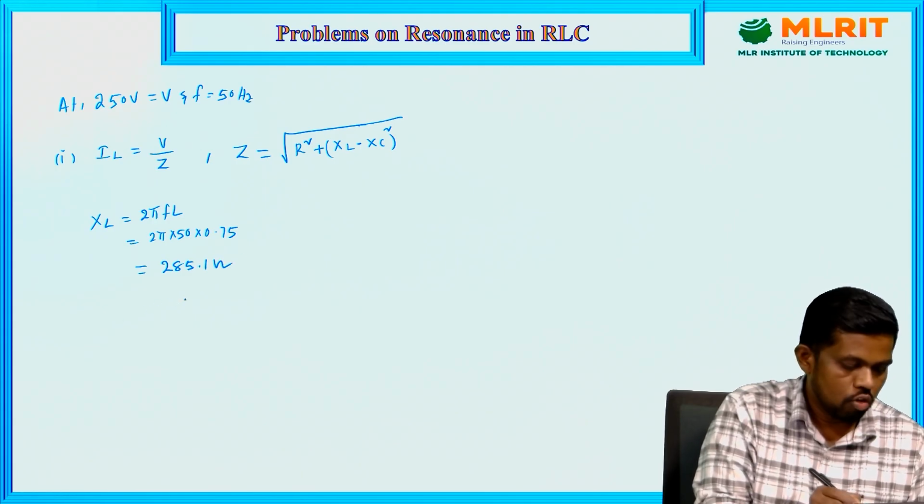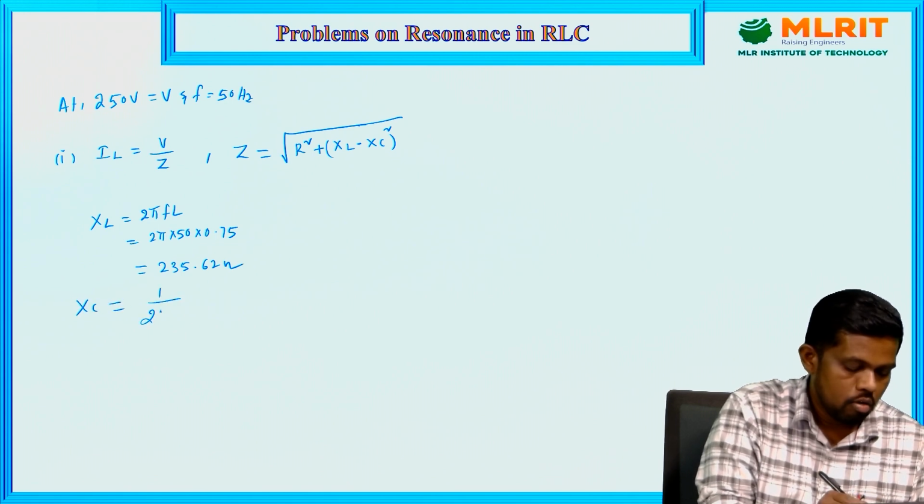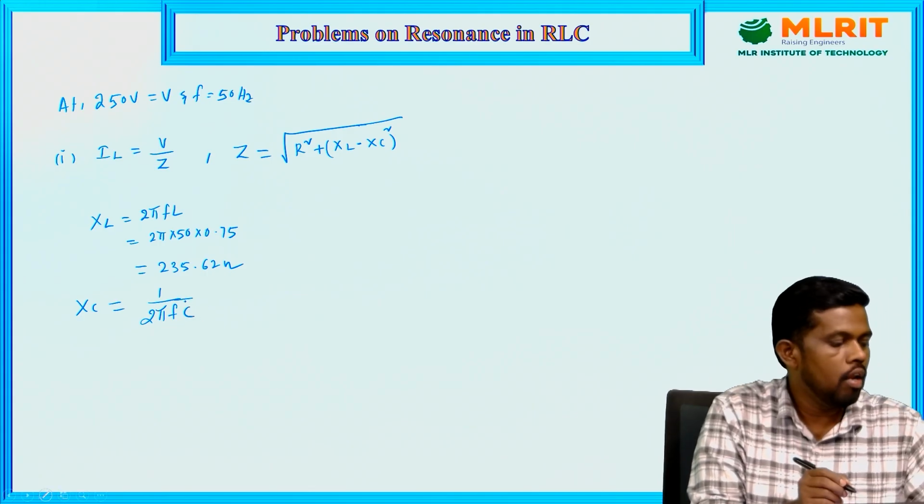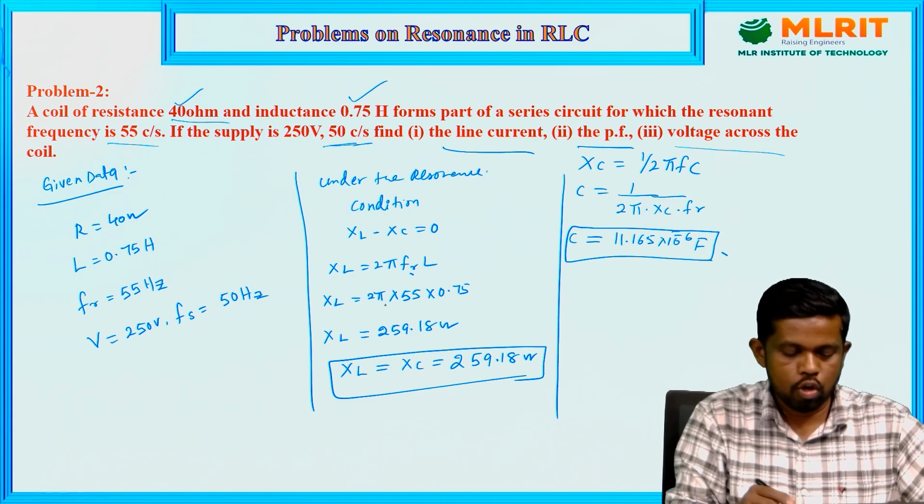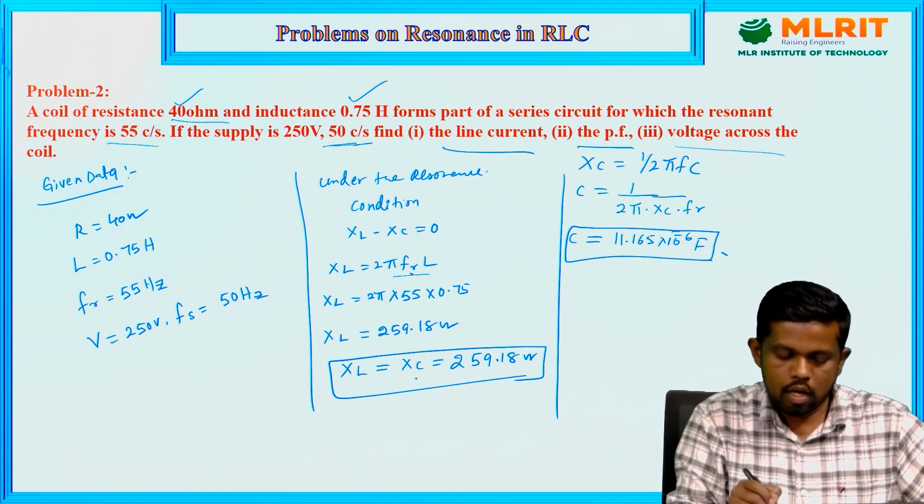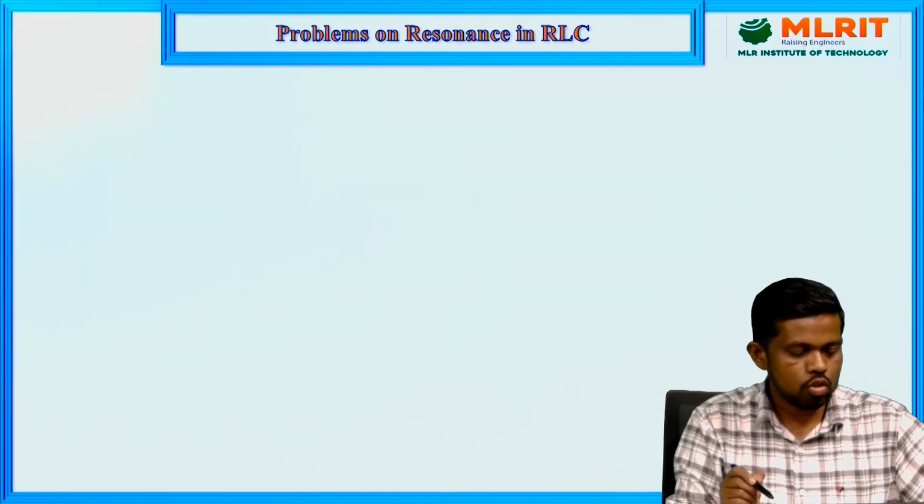285.1 ohm. Sorry, after simplification of this one, we got 235.62 ohms. Then similarly, XC equals 1 by 2 pi FC. So we have already determined the C value. The C value will not change, but the XC value is going to change because it depends on the frequency. That's why the XC value changes, but the C value doesn't change. So that C should be the same only.